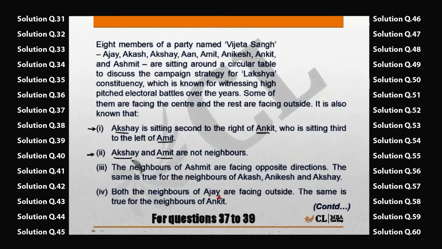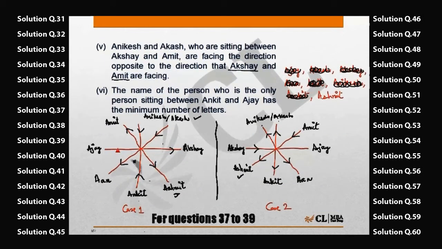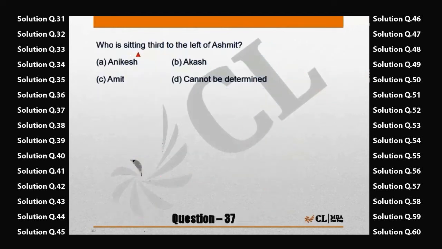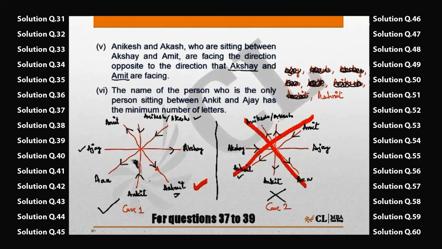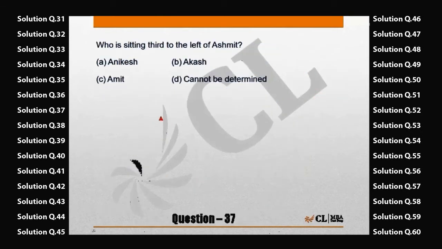Both the neighbors of Ajay are facing outside. So Ajay is here, and both the neighbors of Ajay facing outside is fine in this case. In the other case it is not fine, since one is facing inside and one is facing outside. So this case would be incorrect, and this is the correct case. Who is sitting third to the left of Ashmit? Ashmit is facing outside, so this will be the left: 1, 2, 3, this position. It can be either Anikesh or Akash, so it cannot be determined.